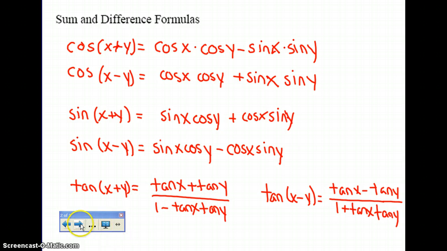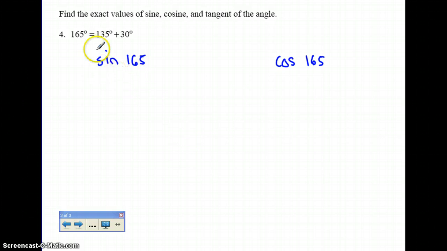Let's jump ahead to this question here. I want to be able to find the sine, cosine, and tangent of 165 degrees. When we look at the unit circle, I know 165 degrees is in quadrant 2, and it does not have an exact value that I know. I know what 120 is, I know what 135 is, and I know what 150 is, but I do not know the values for 165. So what I'm going to be doing is adding 2 angle measures, which are 135 and 30.